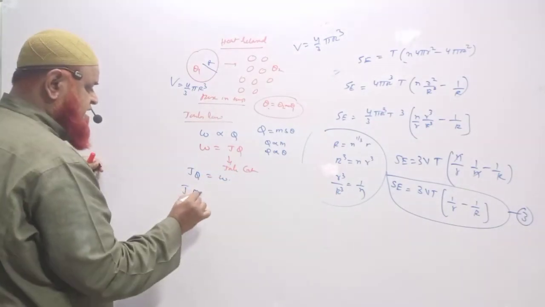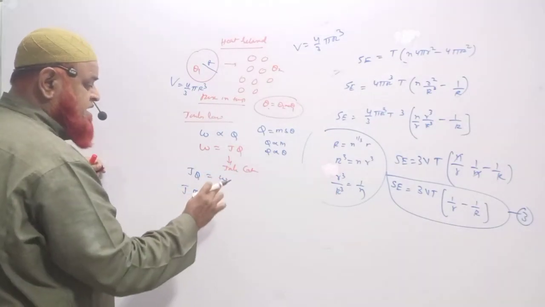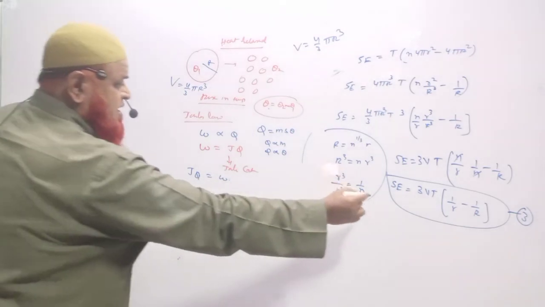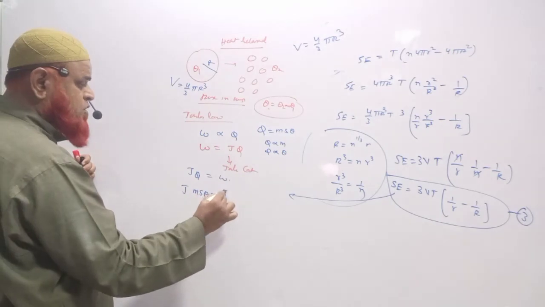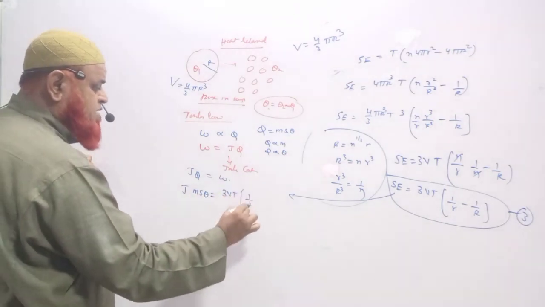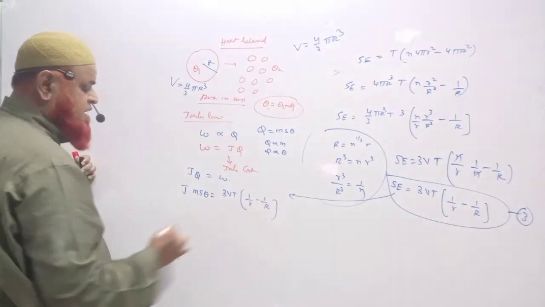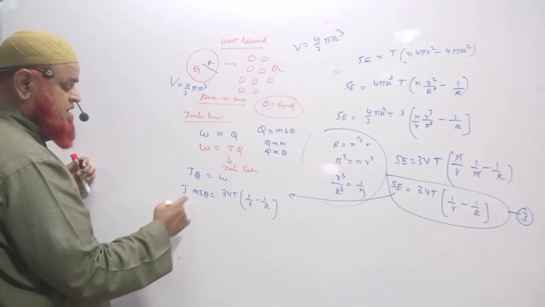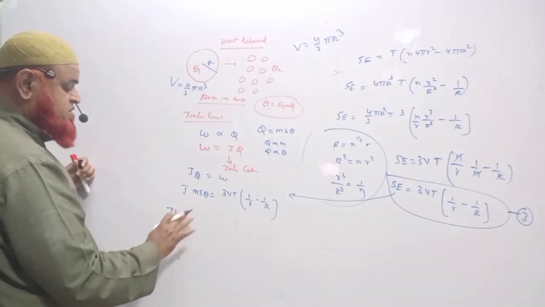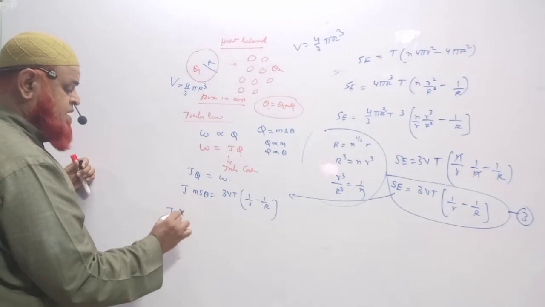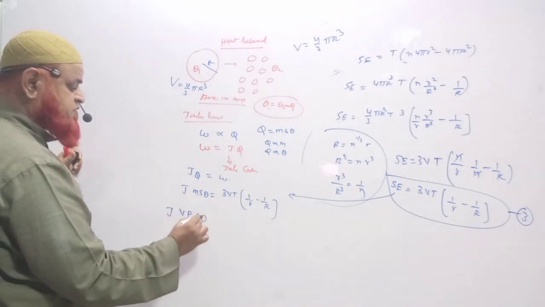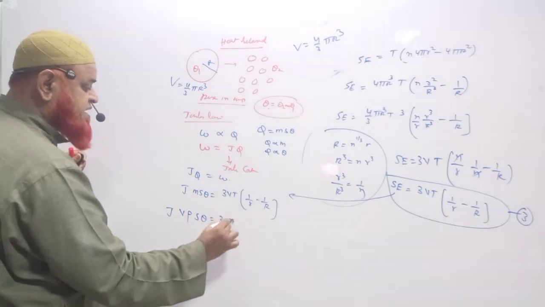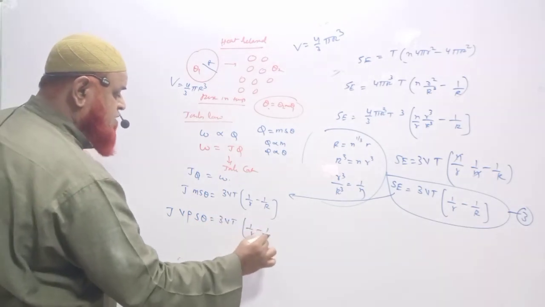So this can be taken as m s theta, and this is W. What is W here? W is nothing but the surface energy or work done, both are the same. So you can write 3VT (1 by small r minus 1 by capital R). Mass can be written as volume into density, so J times volume into density, specific heat into theta equals 3VT (1 by small r minus 1 by capital R).